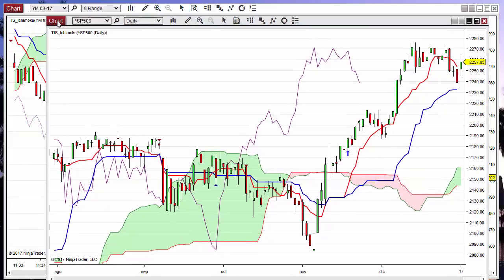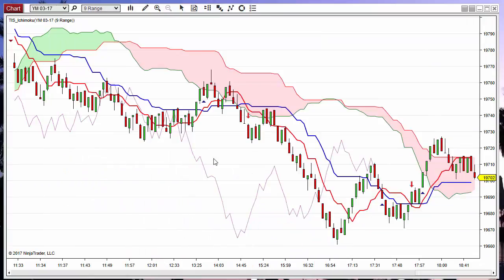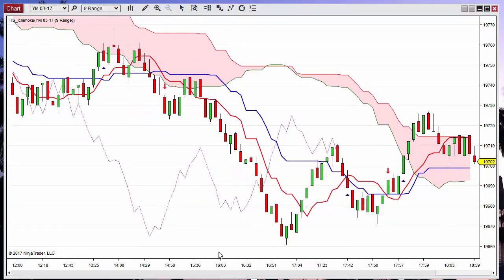But let's go back to something faster. The fact that the setup was defined on a different time frame, on a daily chart, is not a reason to not use it on a different time frame. It is possible that we need to optimize the moving average lines.